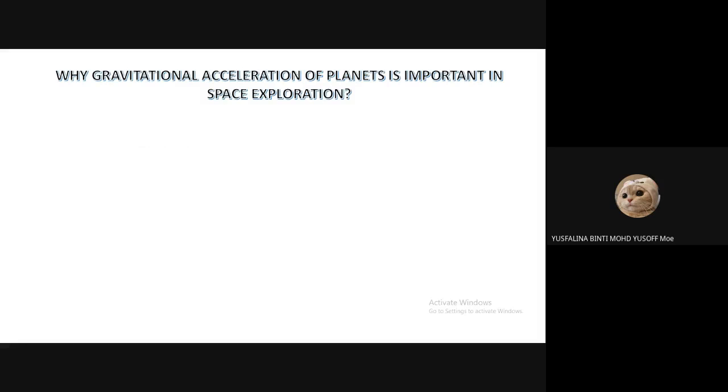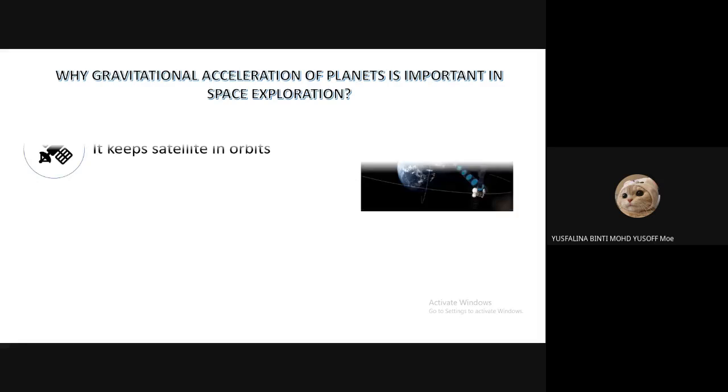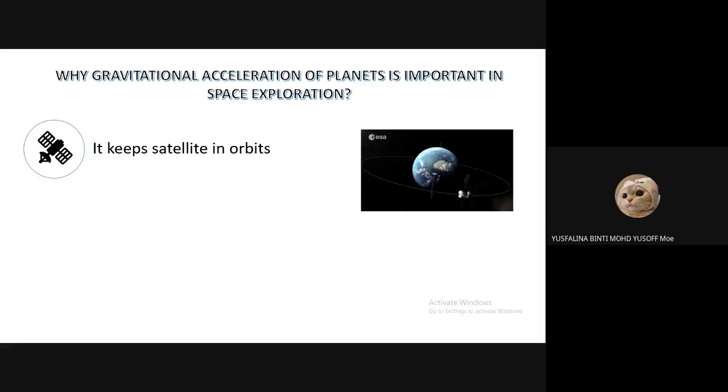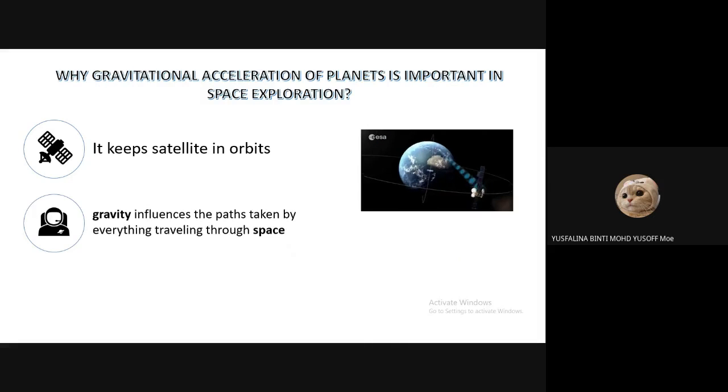Okay. So why is the gravitational acceleration of a planet important in space exploration? So this one is to keep the satellite in orbit. It keeps the satellite in orbit, and gravity influences the path taken by everything traveling through space, so they will not collide with each other.